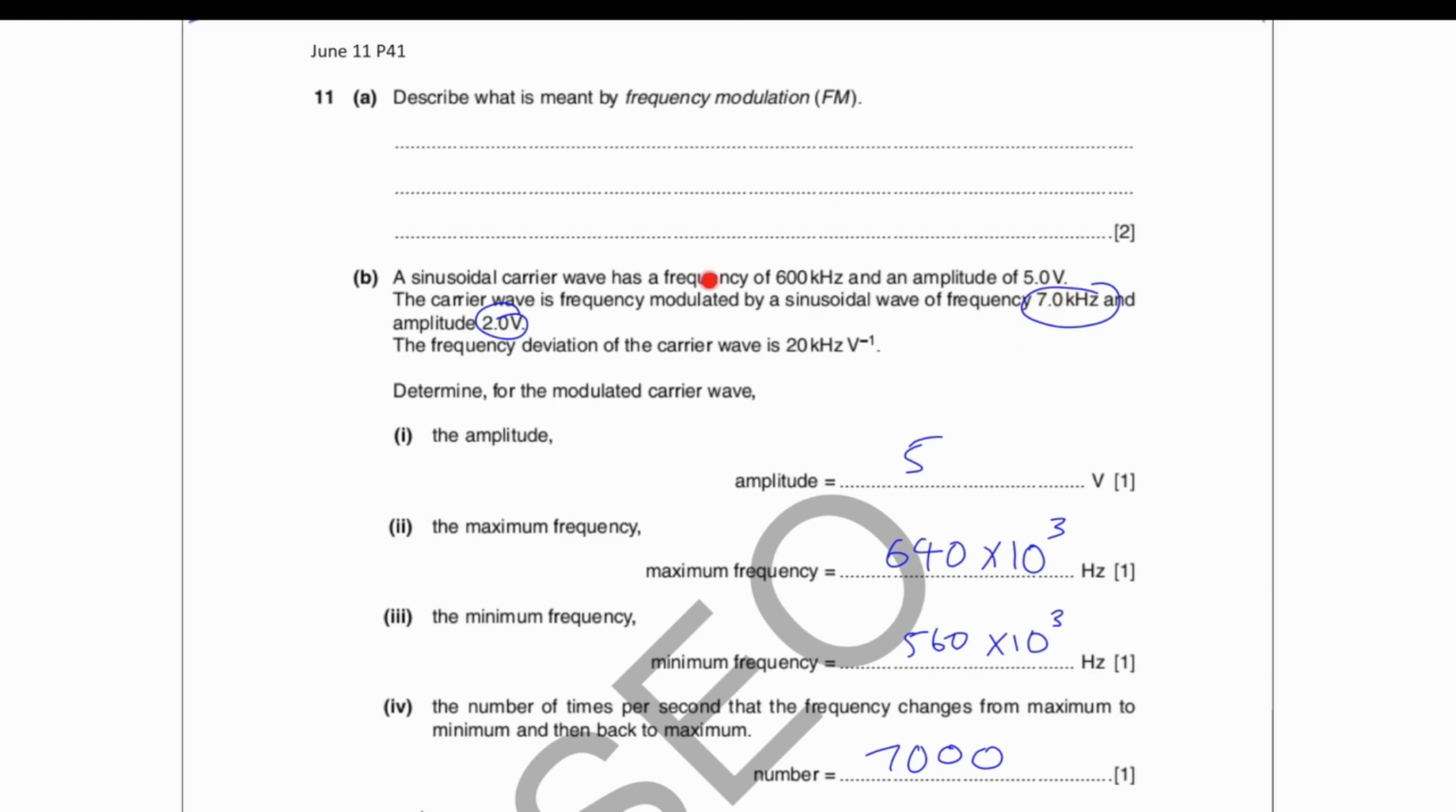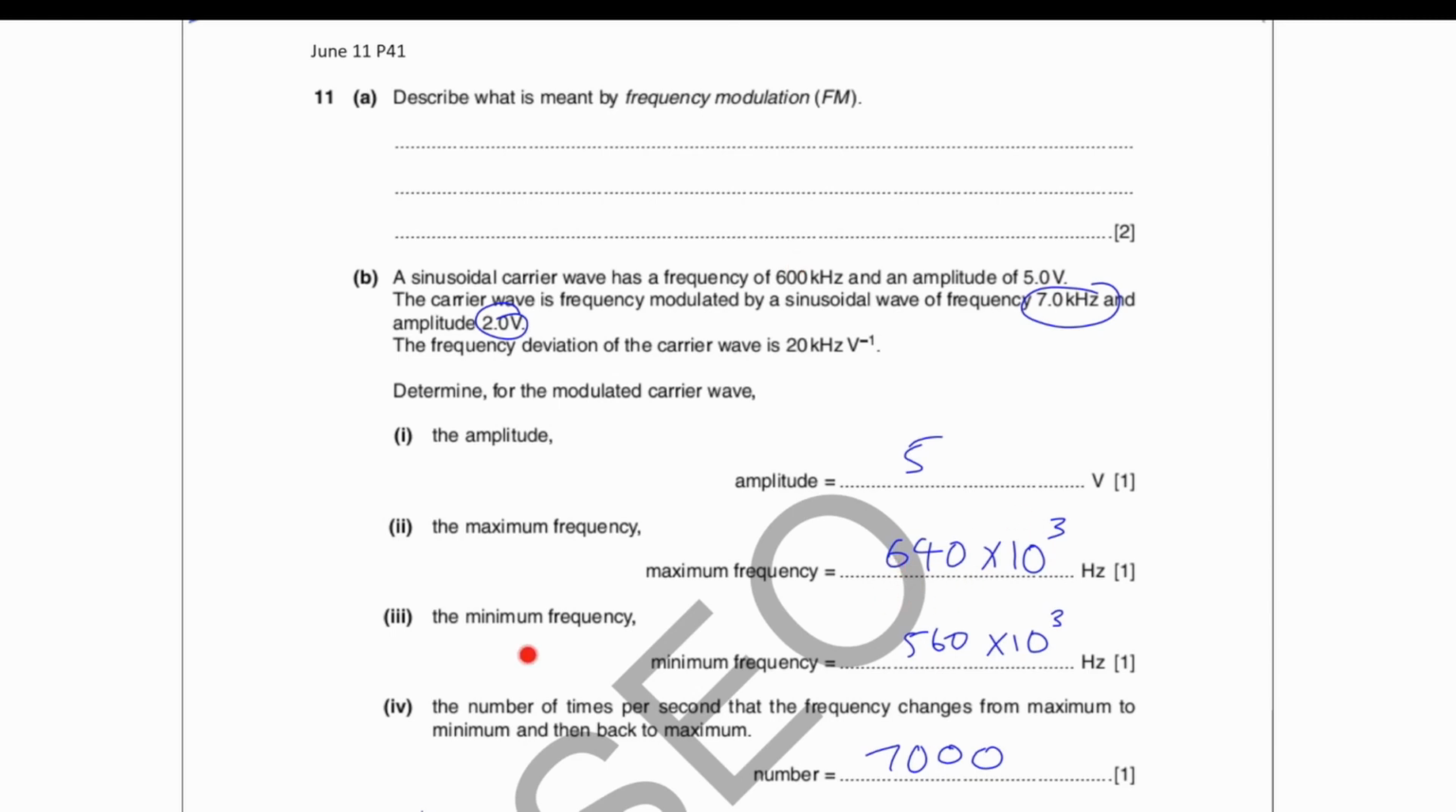So if your information signal has an amplitude of 2 volts, it means the maximum positive displacement is 2 volts. So 1 volt, the frequency changed by 20 kilohertz. So 2 volts, the frequency must change by 40 kilohertz. So if it is positive 2 volts, it will increase by 40 kilohertz. So your maximum frequency is 640 kilohertz.